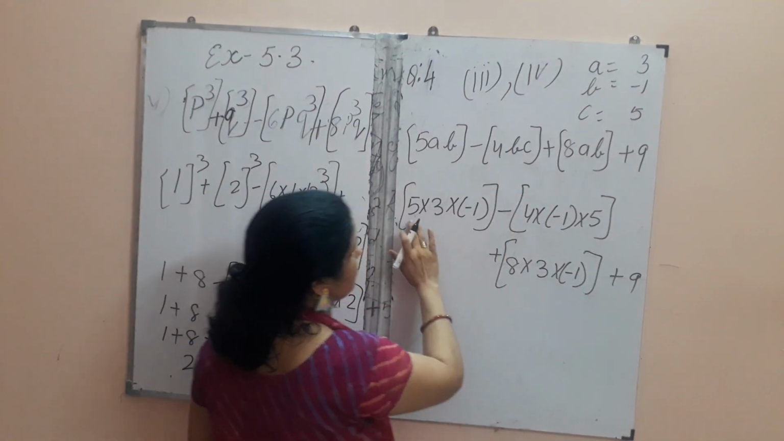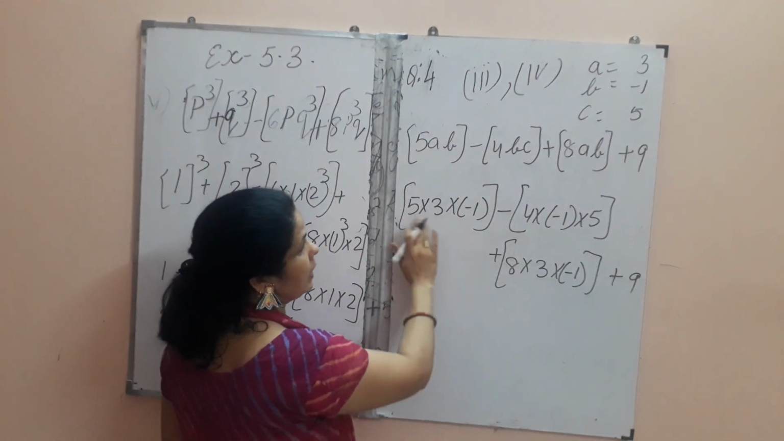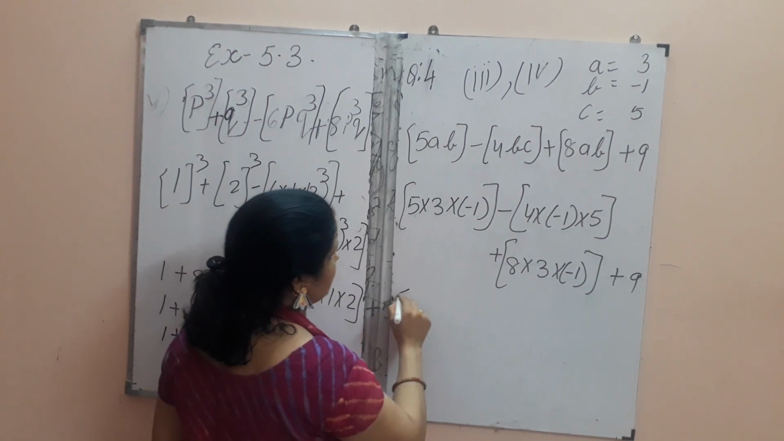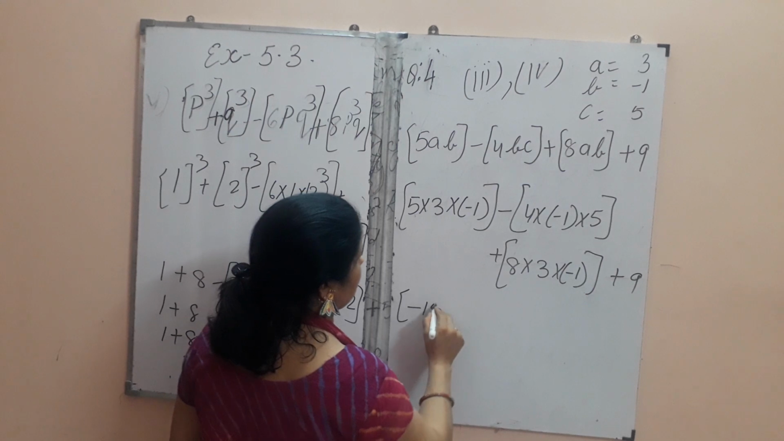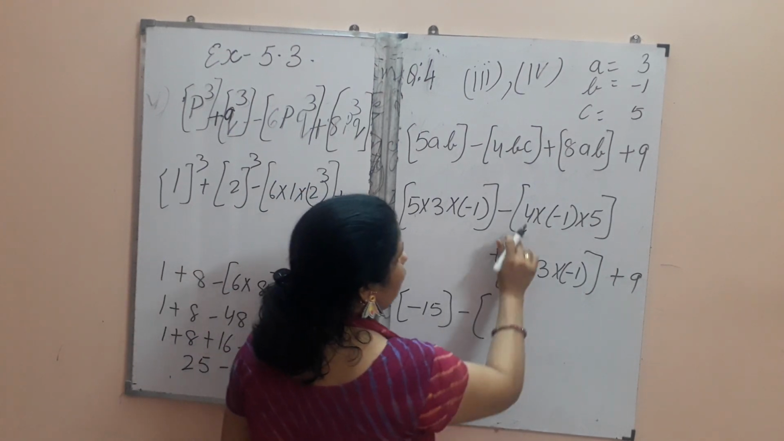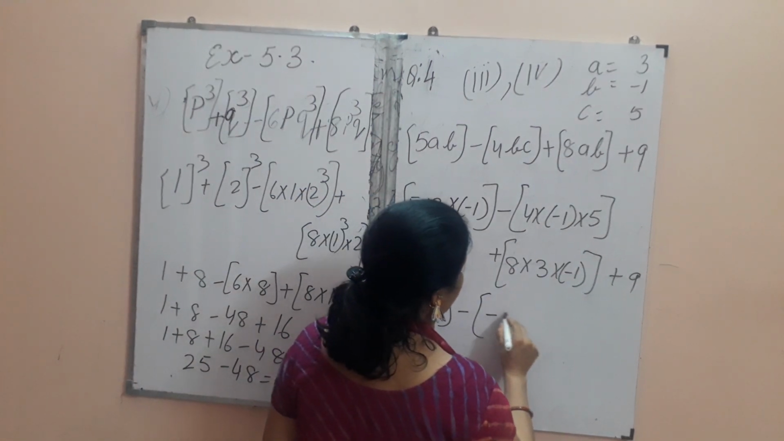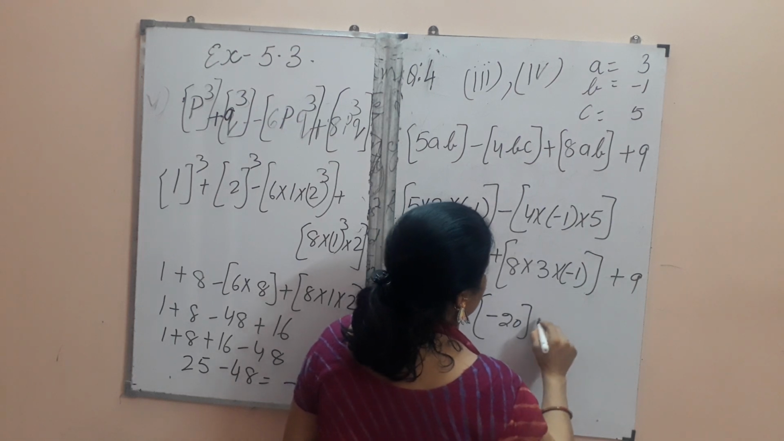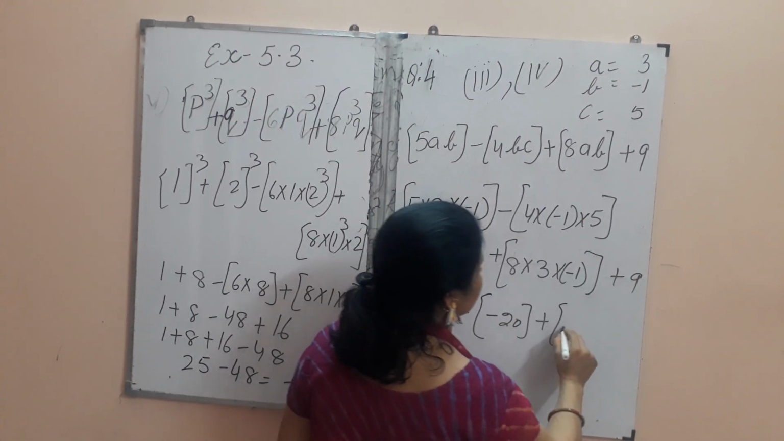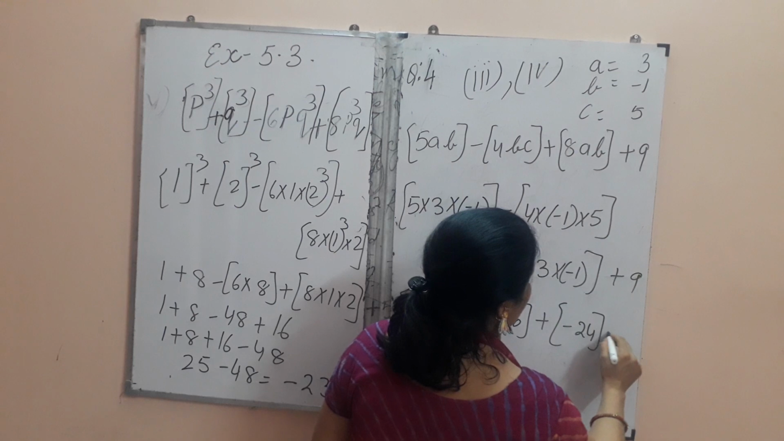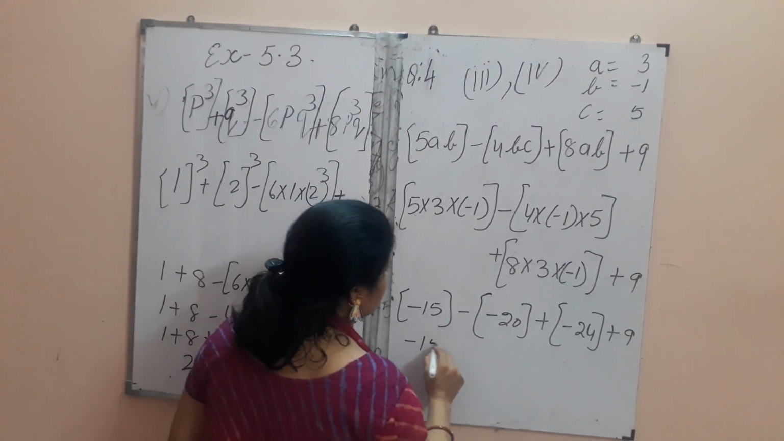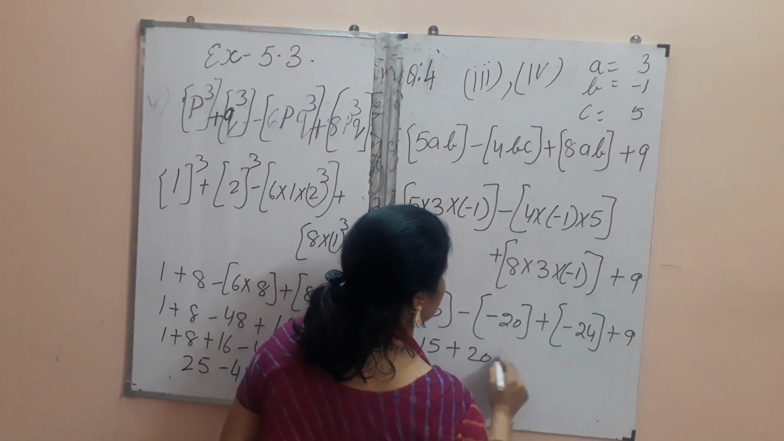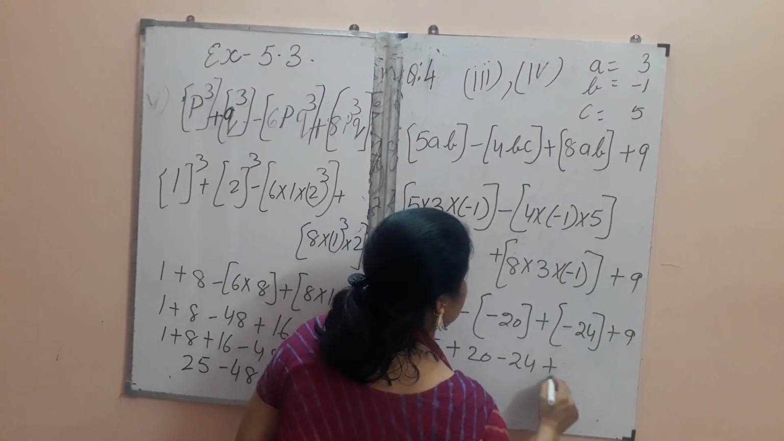terms into the big brackets, then we will put the values, then we will solve the brackets first. So first bracket is 5 3s are 15 into minus 1, minus 15, minus 4 5s are 20 into minus 1, minus 20, plus 8 3s are 24, minus 24, plus 9. Now we will open the brackets. Minus 15 plus 20 minus 24 plus 9.